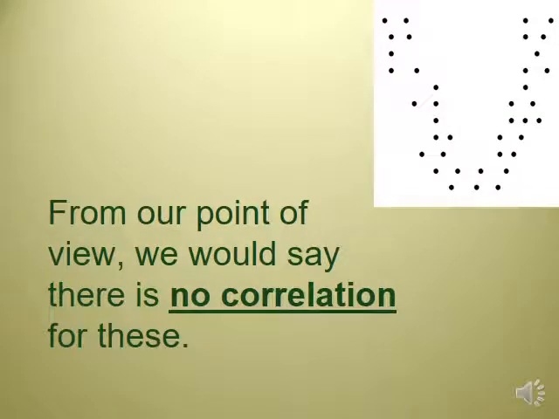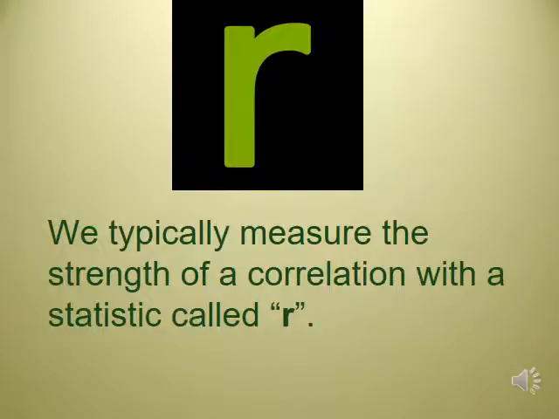You could also have a quadratic correlation like this. It makes a parabola, and what you have is half the time it's going down, the other half it's going up. What we say from our point of view is that overall there's no correlation, or at least no linear correlation in this situation. How strong a correlation is can be measured using a statistic called R.